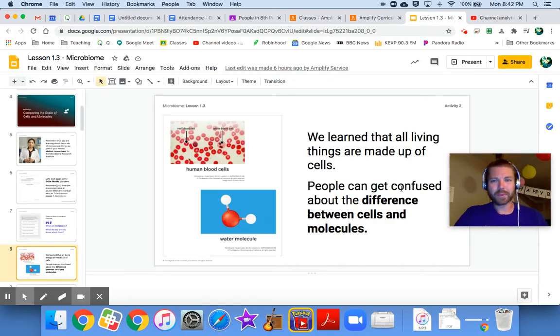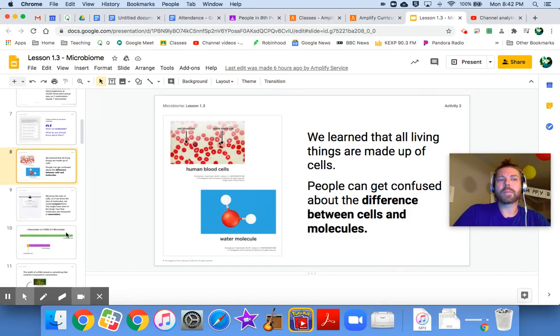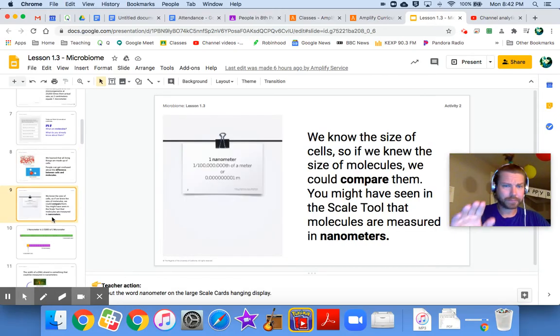People often get confused about the difference between cells and molecules. Which are bigger? Are cells bigger than molecules? Are molecules bigger than cells? Are they like the same thing? All living things are made of cells. So where do molecules fit in? We know the size of cells. So if we knew the size of a molecule, we could compare them.